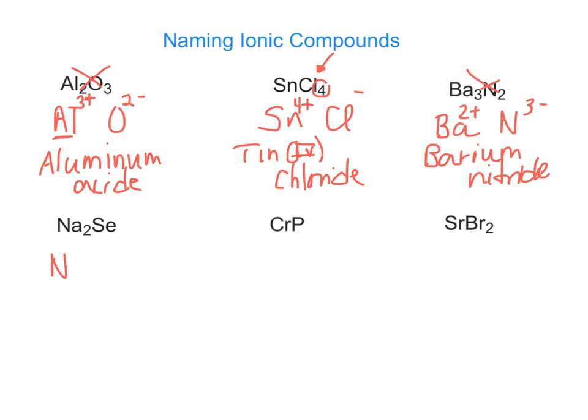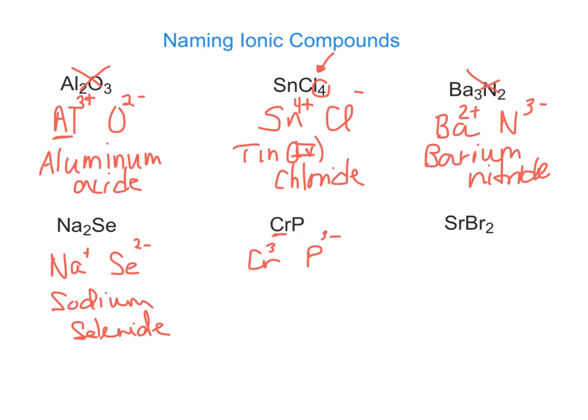Okay, so Na+, Se2- is just sodium selenide. Okay. Cr and P. Chromium's a transition metal, so we're not sure what its charge is, but we know phosphorus is 3-, and since there's 1 of each, chromium must be 3+. So this is going to be chromium, Roman numeral 3, phosphide.